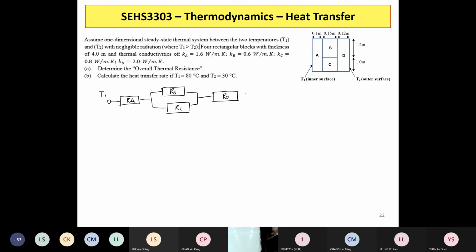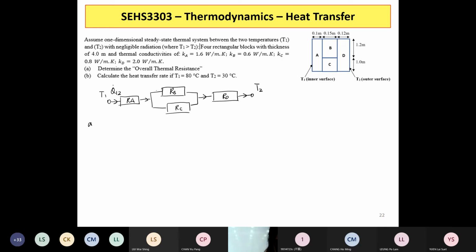Again, the conduction through the material of wall B. Finally, we get the temperature at this outer surface should be T2. Along this circuit, since the temperature T1 is larger than T2, the direction should be from T1 to T2, right? Along this circuit, the heat transfer rate is the same.